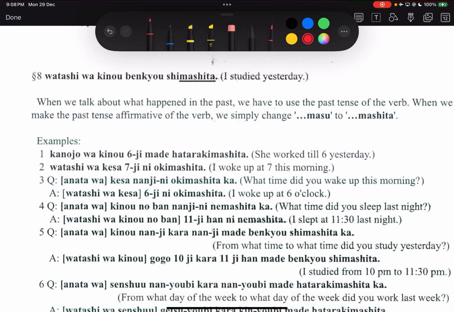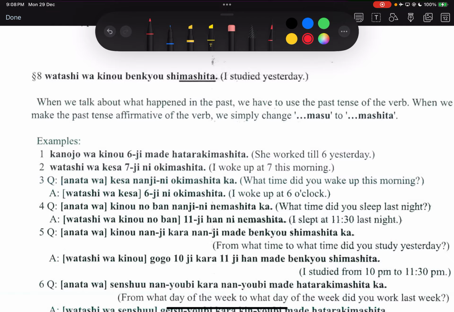Okay, number 2. 私は今朝7時に起きました. Right? So, kesa, 7時に, right? So, 7時に simply tells people that exactly at 7 I got up. So the ni is like exact, right? It's more like an exact meaning, like at 7. Okay? So at 7 in the morning, I wake up. Or I woke up. Right?